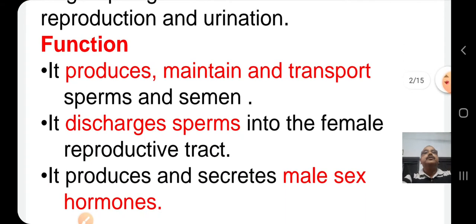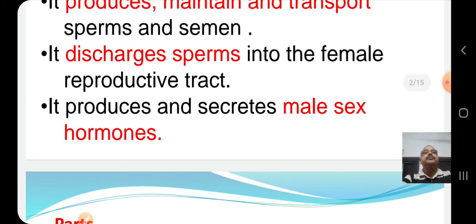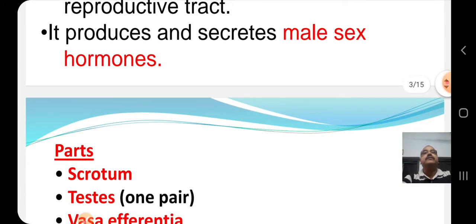The male reproductive system produces, maintains and transports sperms and semen. Sperms are the male gametes and carry genes from the father to the offspring. This system discharges sperm into the female reproductive tract. It also produces and secretes male sex hormones. The male sex hormones are important in the process of production of sperms and maintenance of male sexual characters.